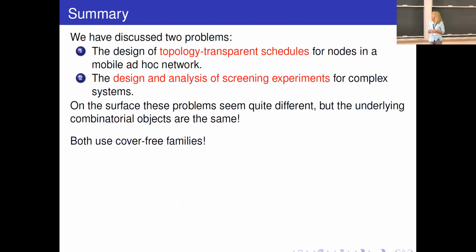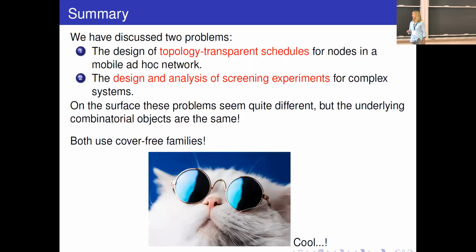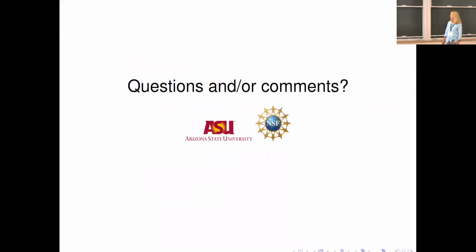And so really what I think is interesting here is that I have apparently two different problems, one on topology-transparent scheduling, the other on design and analysis of screening experiments. And on the surface, these look like very different problems. But the underlying combinatorial objects happen to be the same, and they both use cover-free families. And in keeping with the cooling code theme, hey, that's cool.